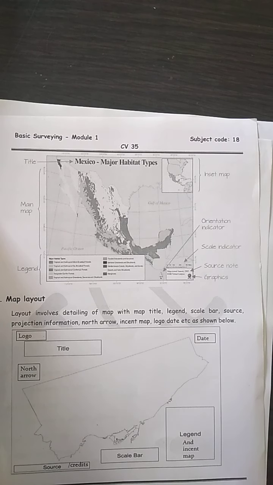Again, there are some conventional symbols that we are going to use in order to prepare a map. Regarding that, the conventional symbols we are going to use, and then what is precision, what is accuracy, and then some of the numbering systems, we are going to study in the next class.